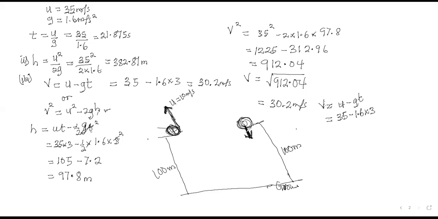While Q is projected vertically downwards with the same speed, 10 meters per second, meaning Q isn't free falling. Once it has an initial speed, Q is projected downward, but because its initial speed is not zero, it is not free falling. Take note.